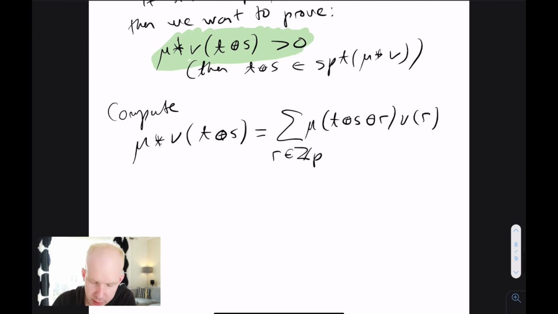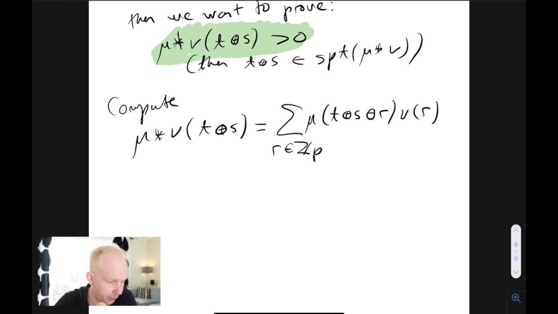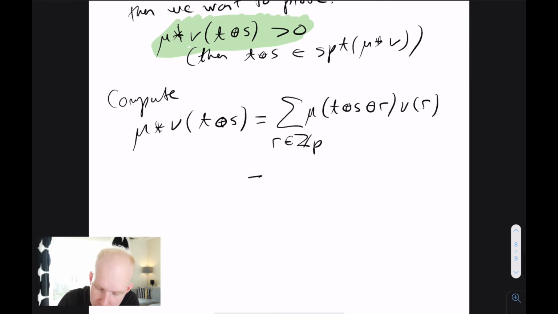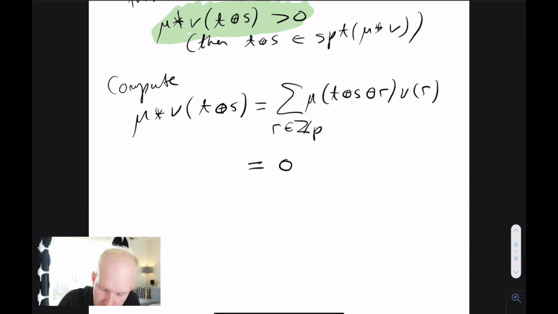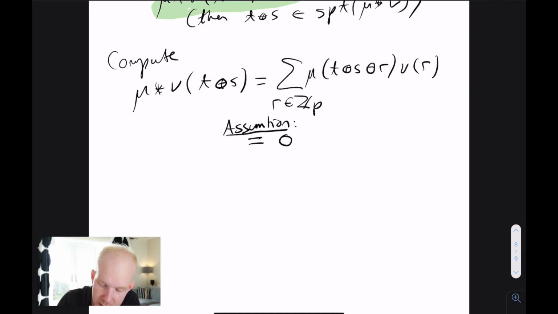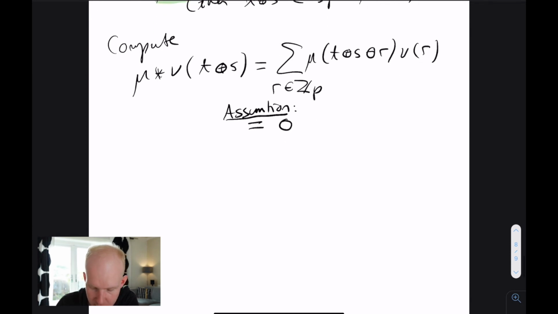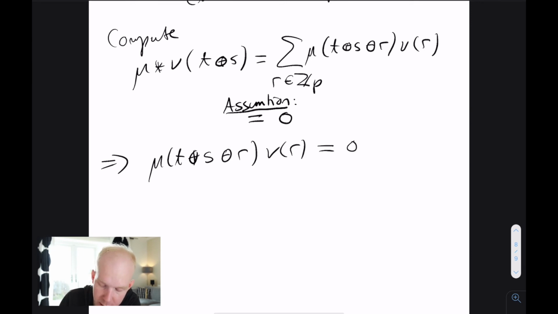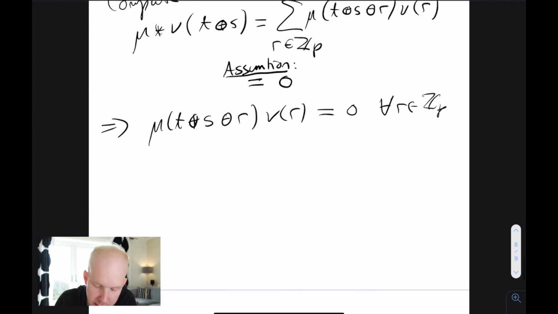Okay, and then now let's see what if this would be 0. So let's say this is equal to 0 over here. So this is an assumption. We want to basically prove a contradiction, that if this is equal to 0, we get something that is wrong. So if this is equal to 0, then of course all the terms have to be equal to 0. So that implies mu(t plus s minus r) nu(r) has to be equal to 0 for every r in Z_p.